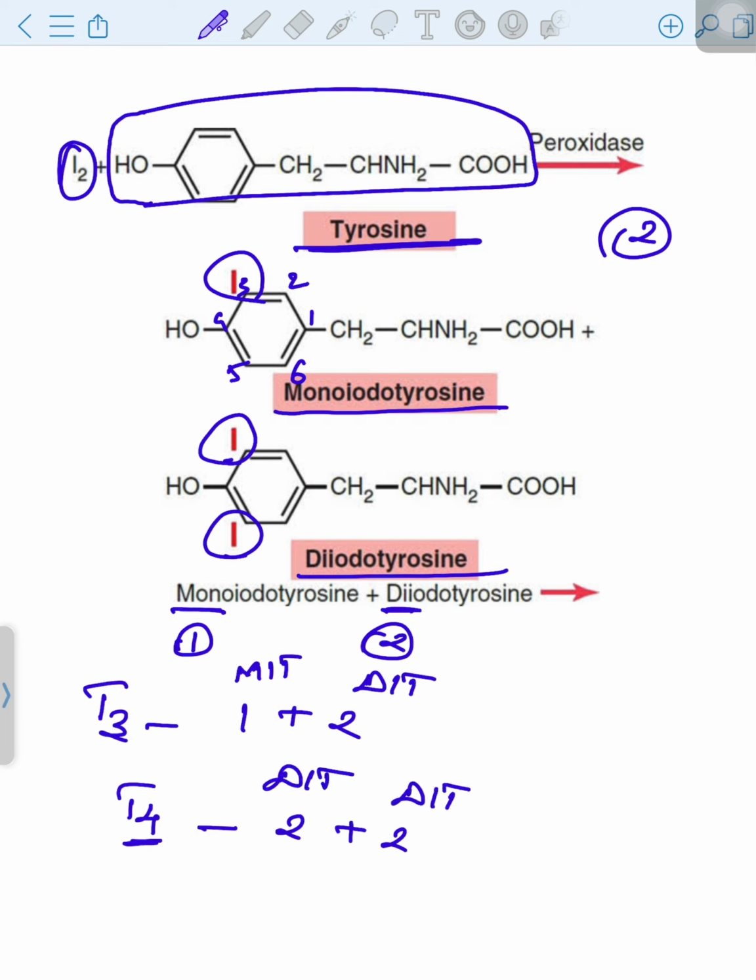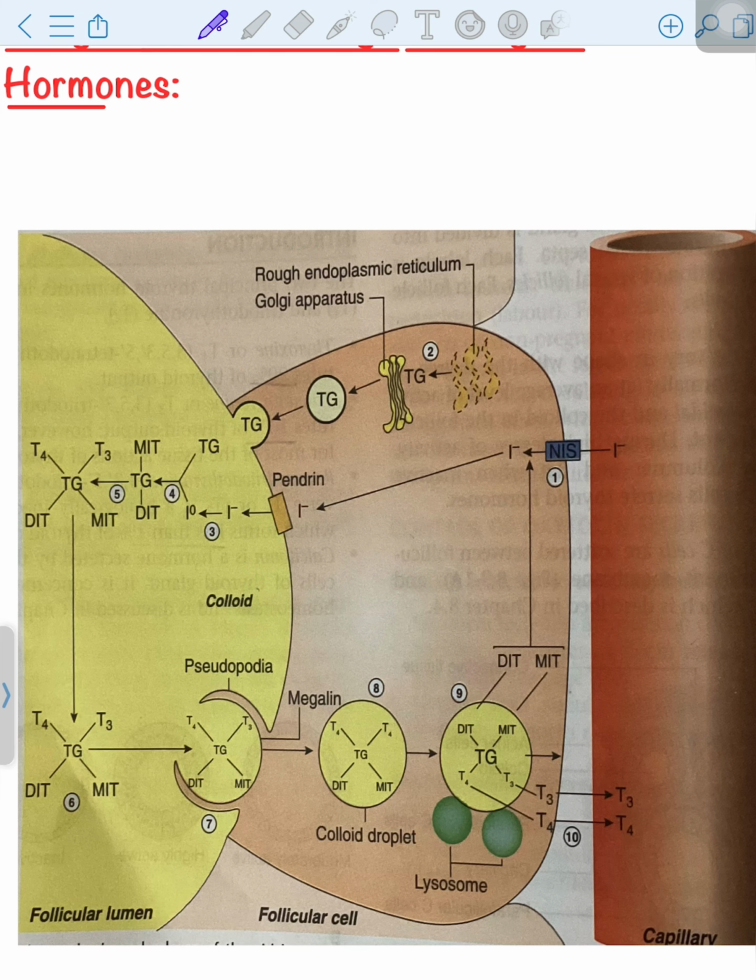That's it. So now there is a colloid which is formed, which contains the thyroglobulin with attached DIT, MIT, T3, T4. This colloid remains in the follicular lumen for several months, like 1 to 3 months straight. 1 to 3 months it remains in this lumen itself. When there is a necessity, this exits into the follicular cell and then the T3 and T4 are released.